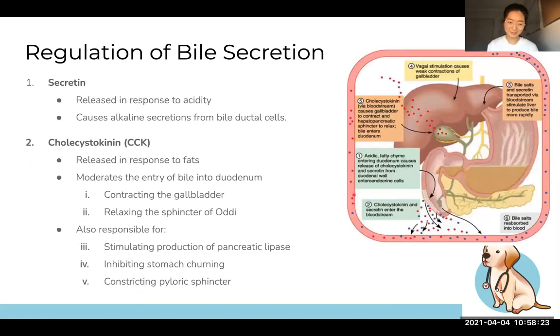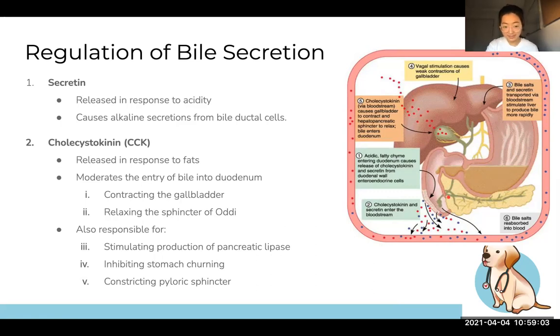Okay, this slide is important. How do we regulate bile secretion? We have two important chemicals you need to know of. One is secretin, and one is called cholecystokinin. When you have a lot of acidic chyme flooding in from the stomach into the duodenum, secretin is released. What secretin does is go to the bile ductal cells and cause a lot of alkaline secretions to be pumped into the duodenum. The purpose of this is to neutralize the acid and increase the pH so you don't get eroding of the inside lining of the duodenum.